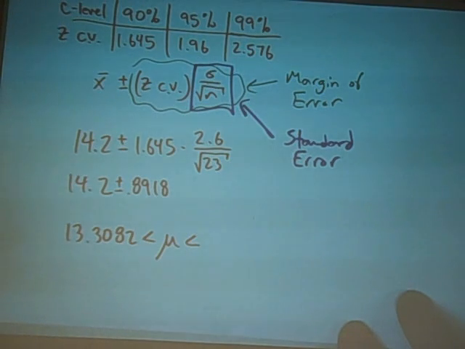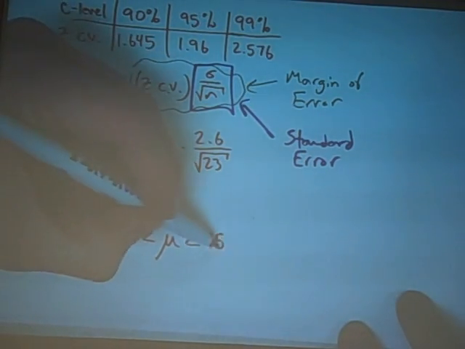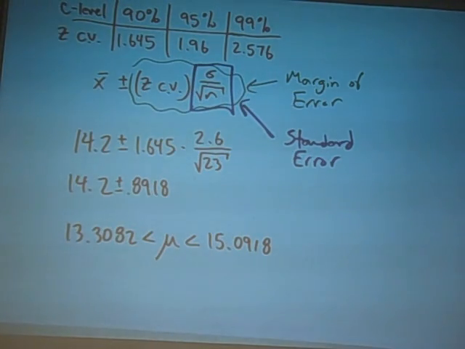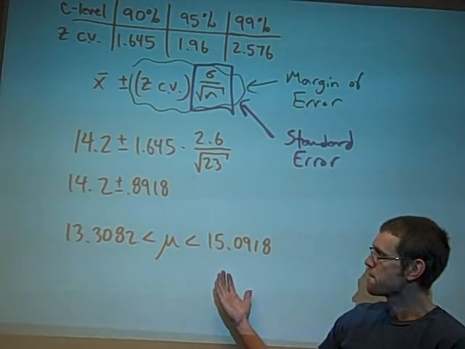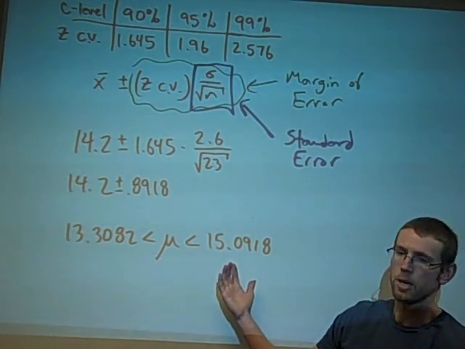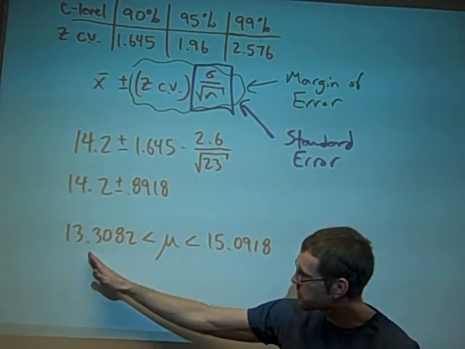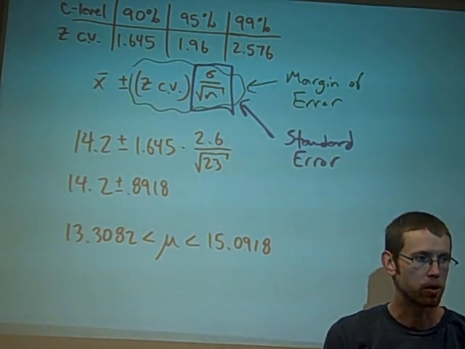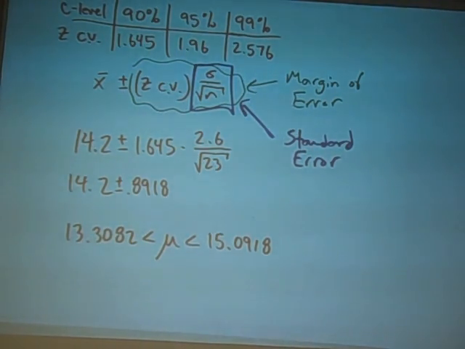Up to 15.0918. All right, so this is our 90% confidence interval for mu. We think mu is somewhere between 13.3 and 15.1, or 15.09, something like that. Okay? Any questions on that? Okay?